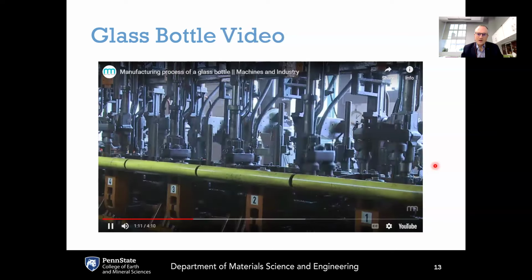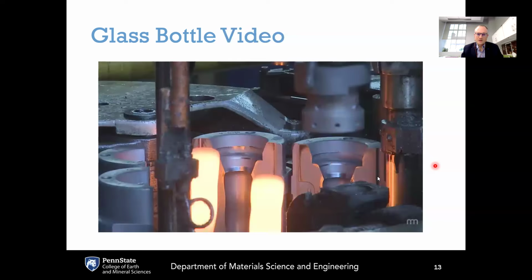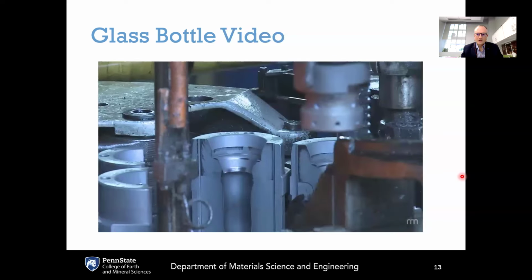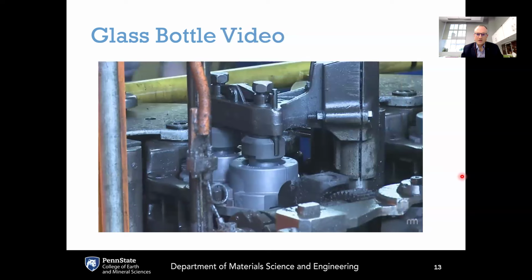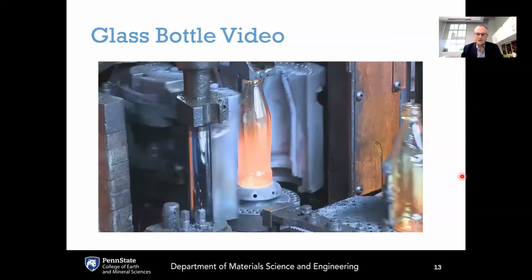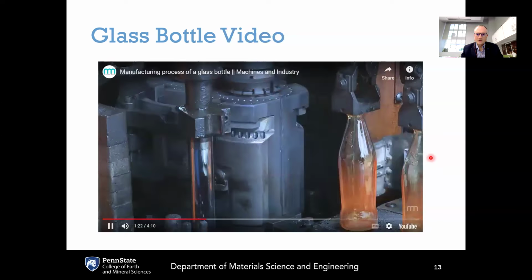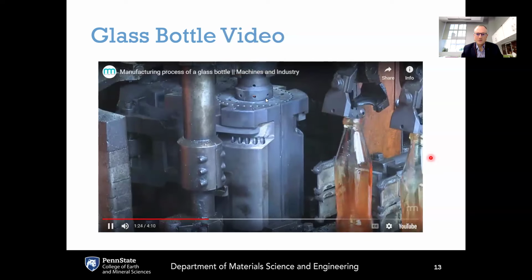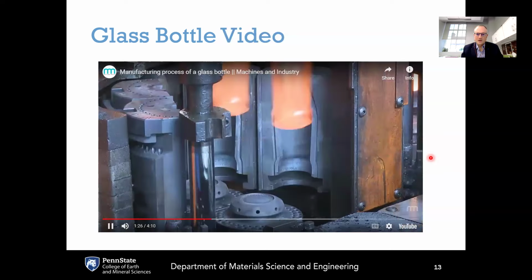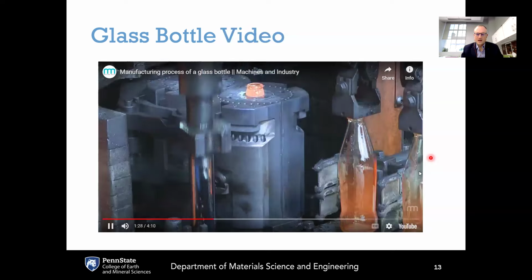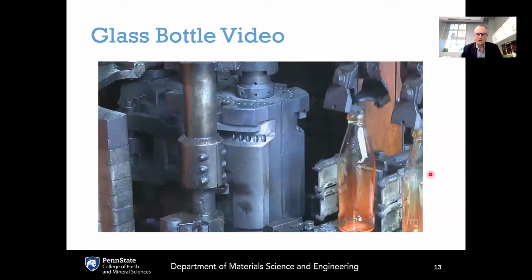And then those bottles are being transferred. There we go. The initial parison being transferred. There we get the bottle. Here's the finishing mold. It's blown out into the bottle shape, and then they continue to cool.